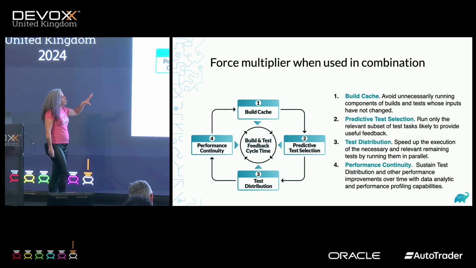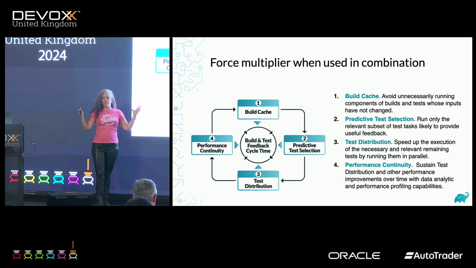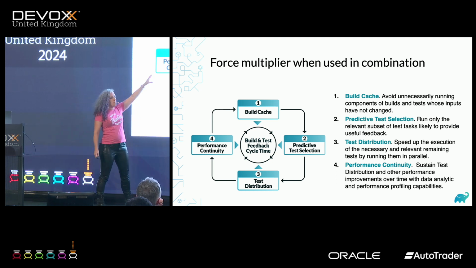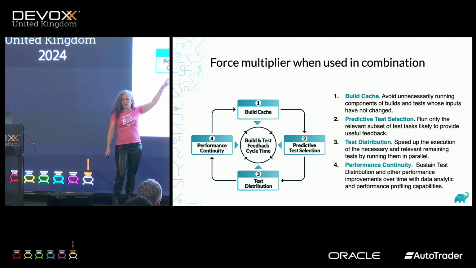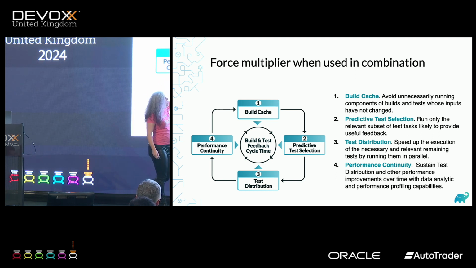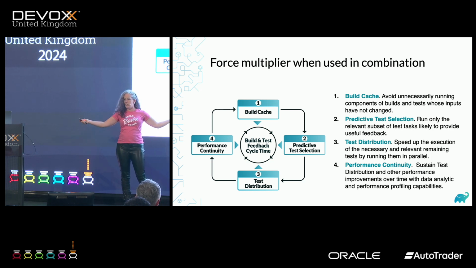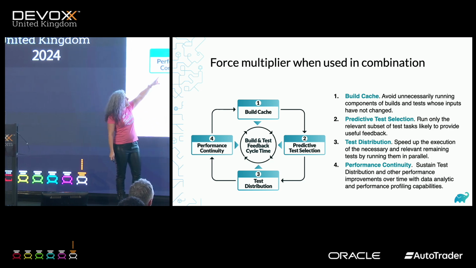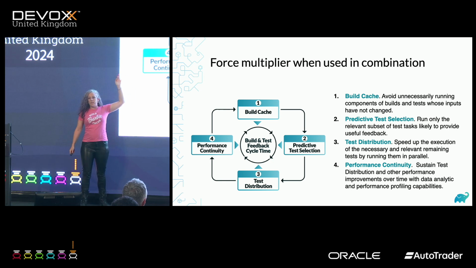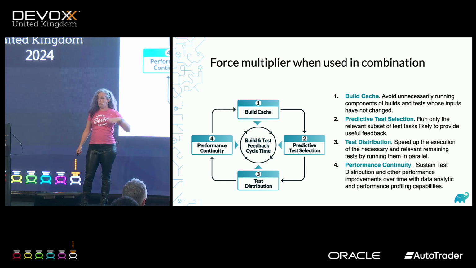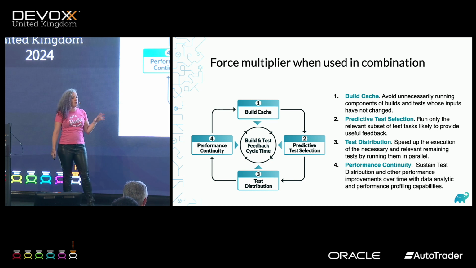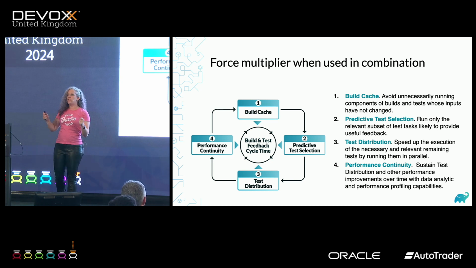Now, when you use all of these things together, you get this kind of force multiplier effect. So you use the build cache to not run builds and tests when you don't need to run builds and tests. You use predictive test selection to narrow down the number of tests that you need to run. You use test distribution to run them over multiple agents and massively parallelize them. And this thing, performance continuity, is using metrics and data to keep an eye on your performance and make sure that you don't introduce new regressions or make sure that changes that you've made don't make all of this stop working in some way.